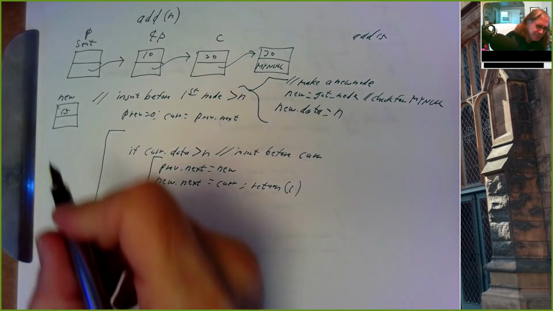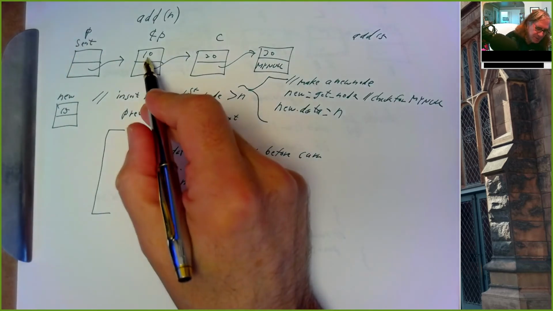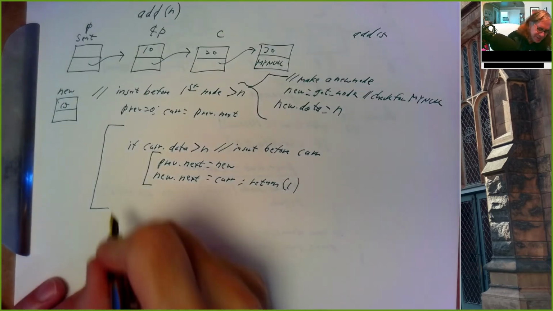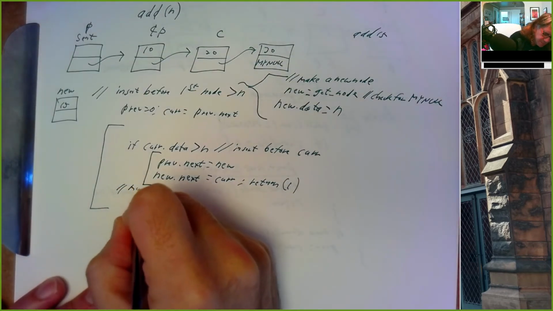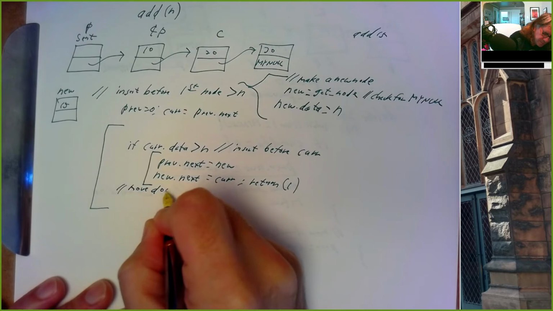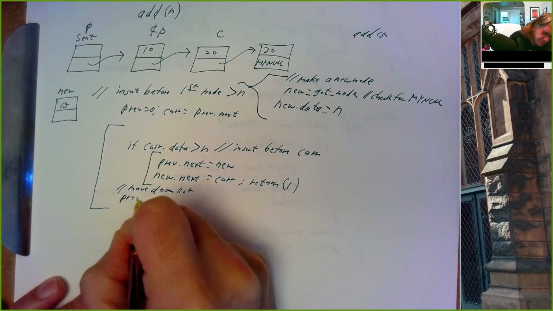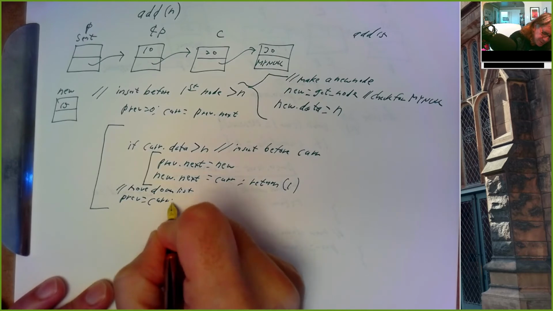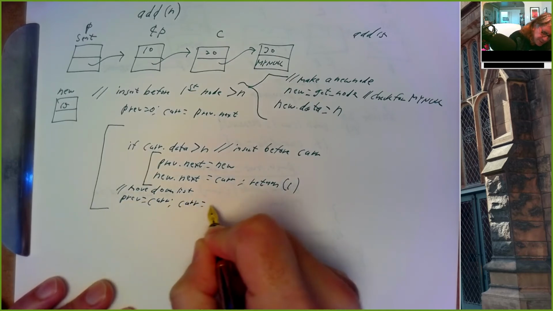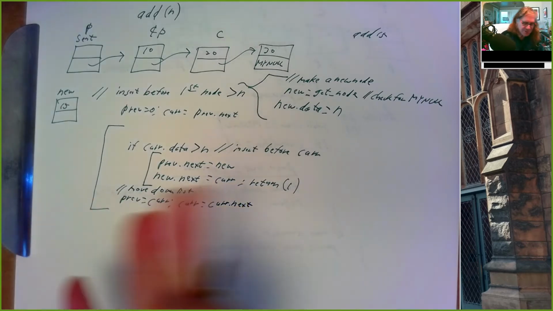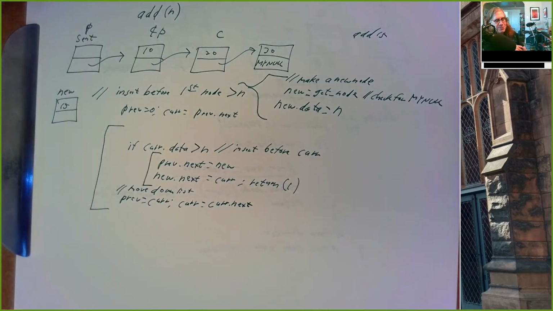If we're not at that point yet, though, if this was our current node and it's not the right place to insert, move down the list. So set previous equal current, and set current equal to current next. We could also set previous equal to previous next, but we know that current is previous next, so you could do it either way.